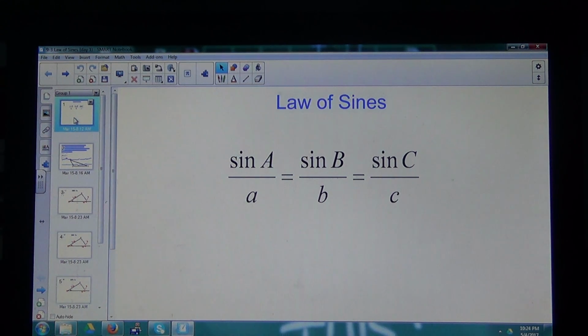Remember, capital letters always are for angles. So sine of A, that's a capital A, would be sine of the angle over little a. And remember, capital A and little a are always opposite of each other. Then we've got sine of B over little b, and then sine of angle C over little c. These are the law of sines. I'm going to show you how these work in 2 seconds. So finish writing that up, and then I will move on to the next slide.